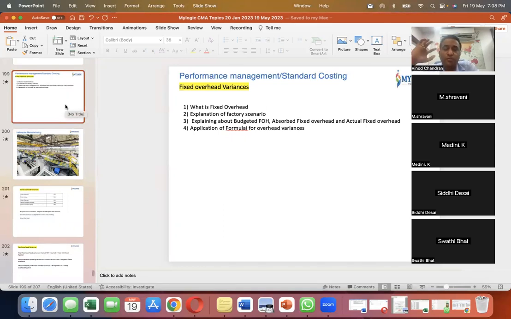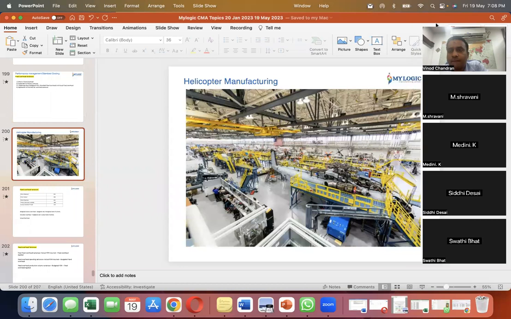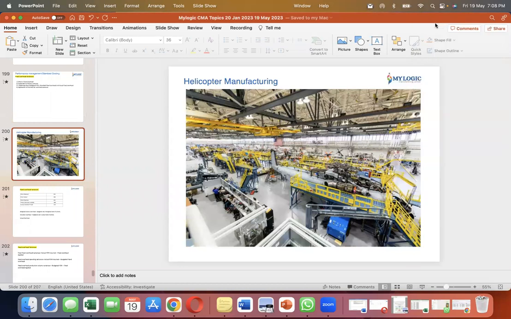Now, even before we move on to fixed overhead variances, let us try to understand what is fixed overhead. What is fixed overhead according to you? The expenses which are fixed. Expenses which are fixed. Correct.